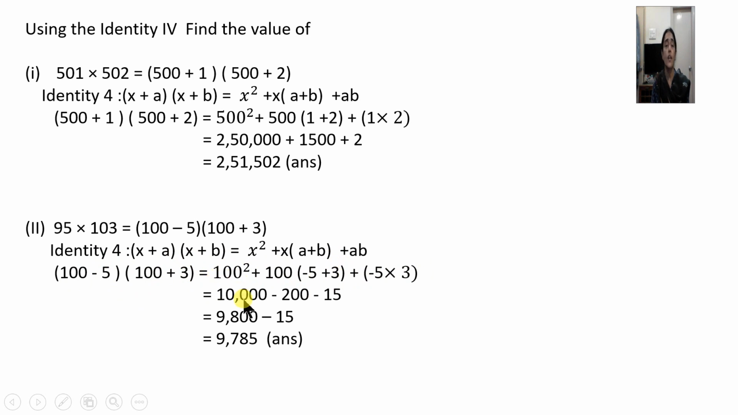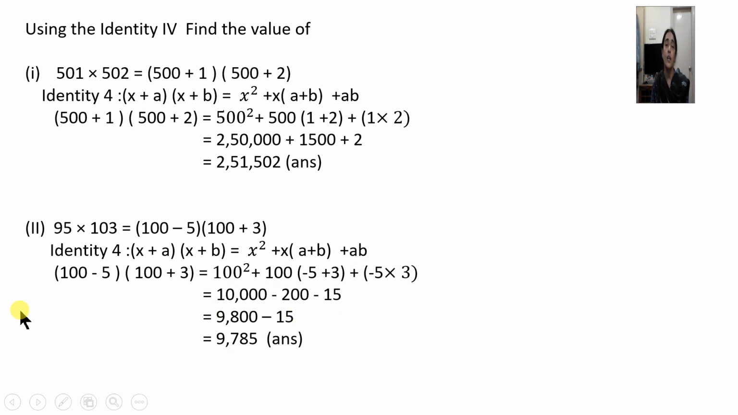So 100 square is 10,000 and here minus 5 plus 3 is minus 2. We know that when signs are different, you subtract. 5 minus 3 is 2, and the sign of the bigger number, which is negative. So minus 2 into 100 is minus 200. And minus 5 into 3 is minus 15. So first what you do is subtract 200 from 10,000. So you get 9,800 minus 15. That will be 9,785. So this is the answer.